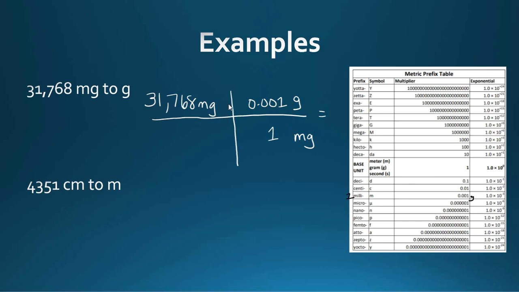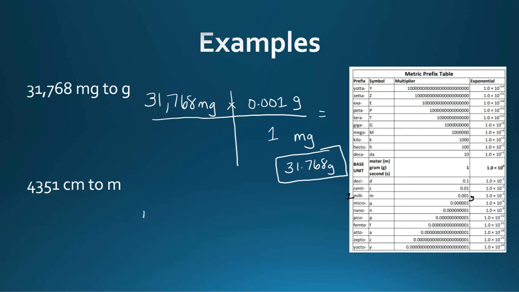You multiply across the top, divide by your bottom number, and you should get from this 31.768 grams. So we are doing the exact same thing we did before, except we're using just a slightly different way of writing our conversion factor. Rather than saying 1,000 milligrams in a gram, we're saying there's 0.001 grams in a milligram. All right, let's try the next one.